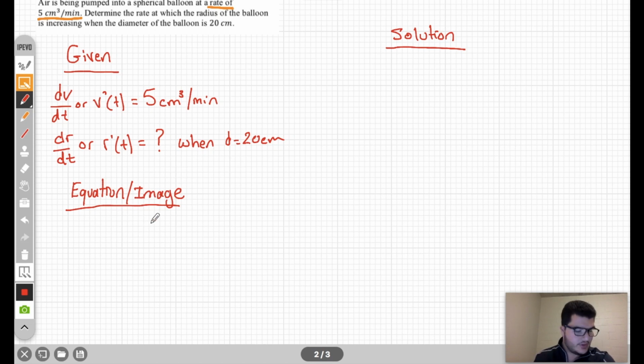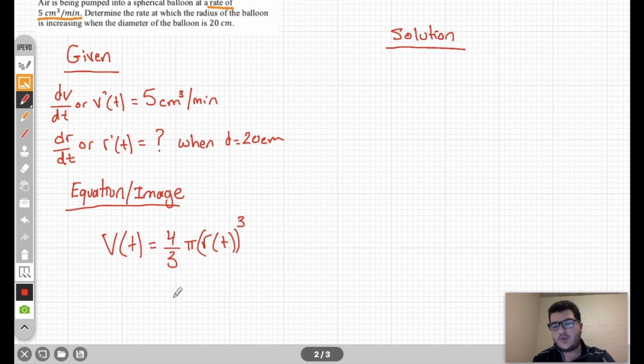Next I come here to the equation and image. In this case, the image is not really necessary. It's a balloon. We're pumping air into a balloon. The image is not going to really help us in any way in this circumstance. So I need an equation that associates volume and radius, and that's going to actually be the volume of a sphere. So the volume of a sphere is given by the equation V(t) is equal to 4/3 pi r(t) all cubed.